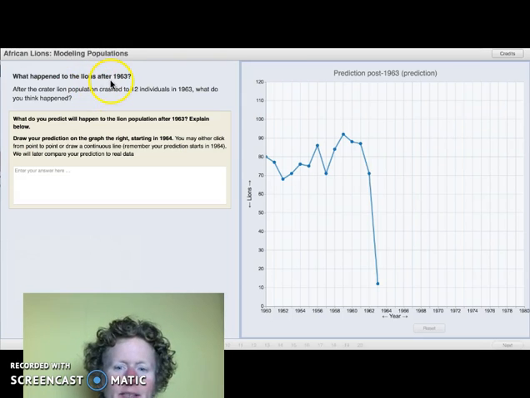What happened to the lions after 1963? After the crater lion population crashed to 12 individuals in 1963, what do you think happened? What do you predict will happen to the lion population after 1963? Explain below. Draw your prediction on the graph to the right starting in 1964. You may either click from point to point. Remember, your prediction starts in 1964. We'll later compare it to real data.